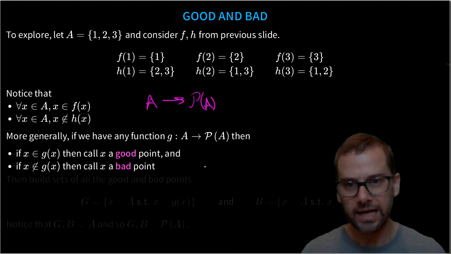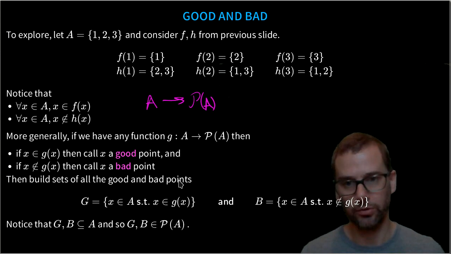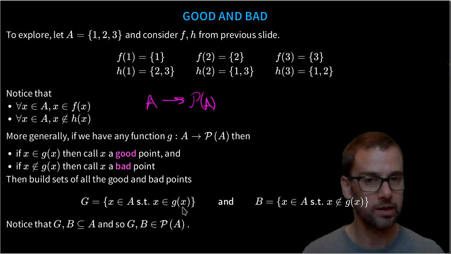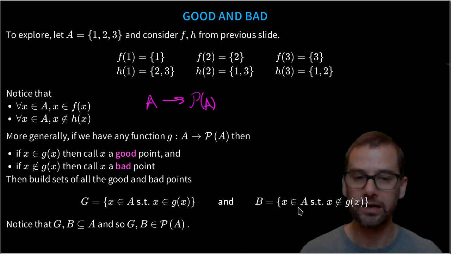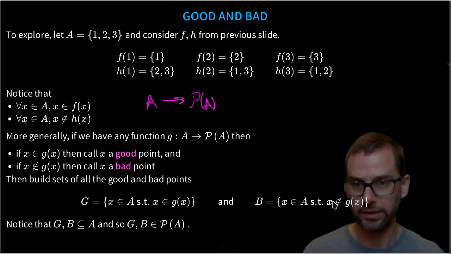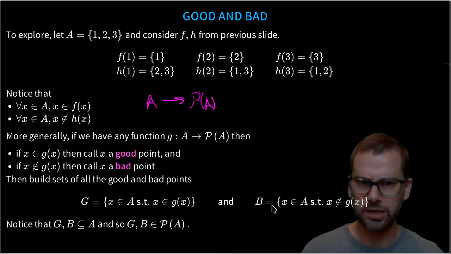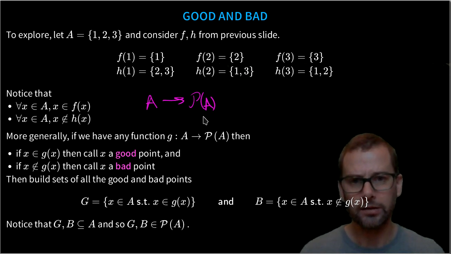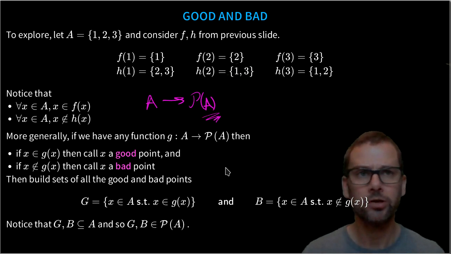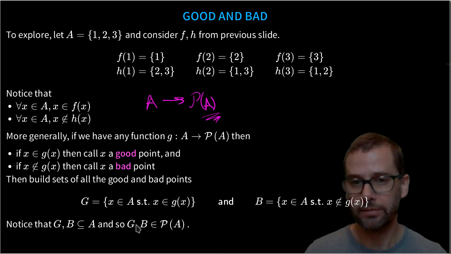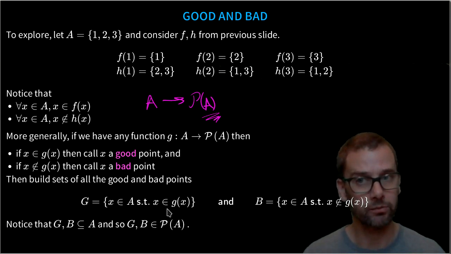So we can build the sets of all the good points and all the bad points. Let G be the set of all the good points, all the points that map into their image. And let B be the set of points that don't map into their image, namely all the bad points. Now, notice that G and B are both subsets of A, and so G and B are in the codomain of our function. We're going to use the fact that if we want G to be surjective, something has to map to those to make this proof work.